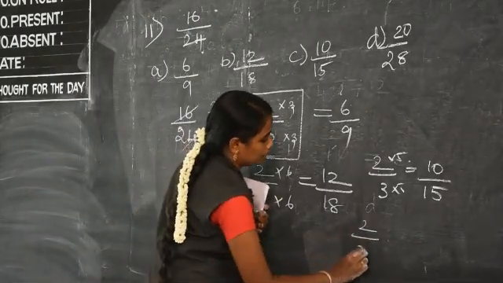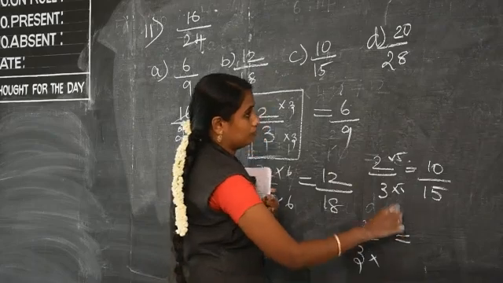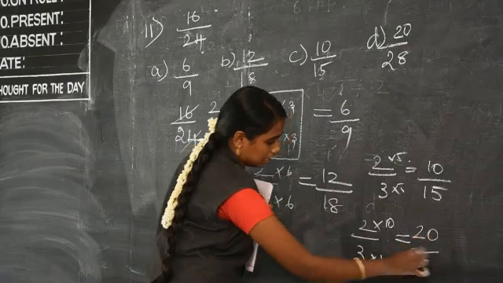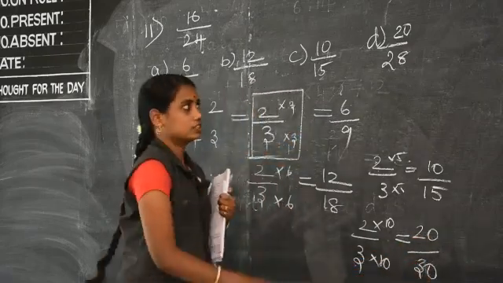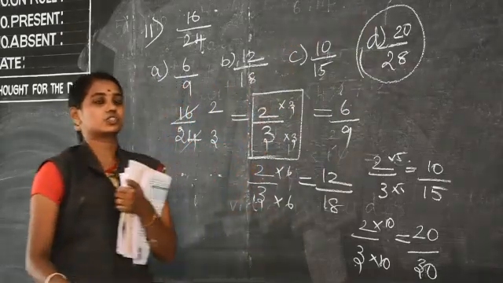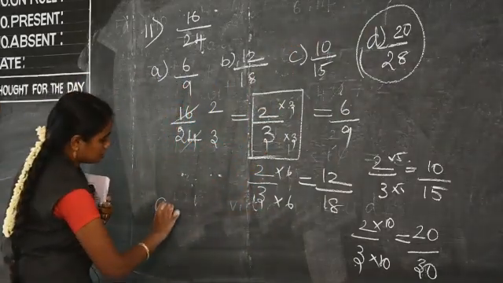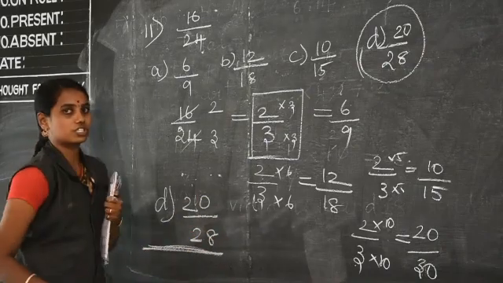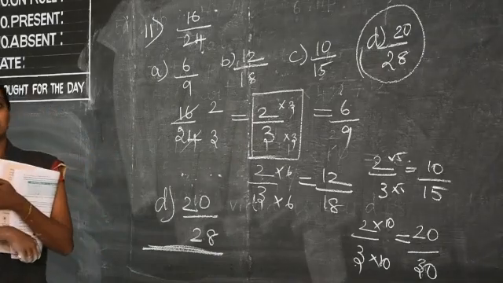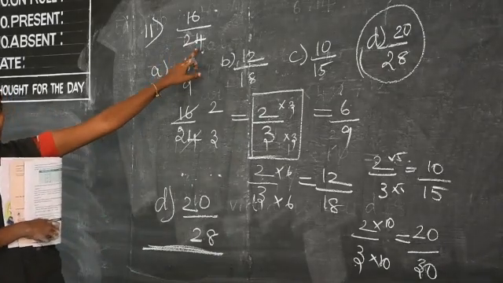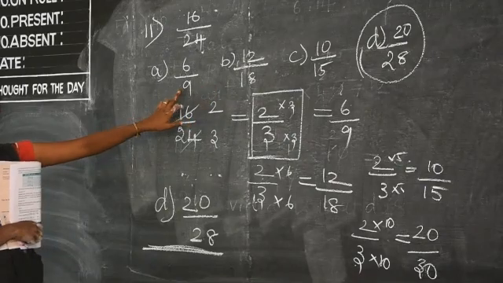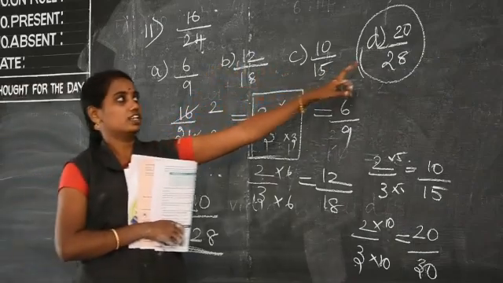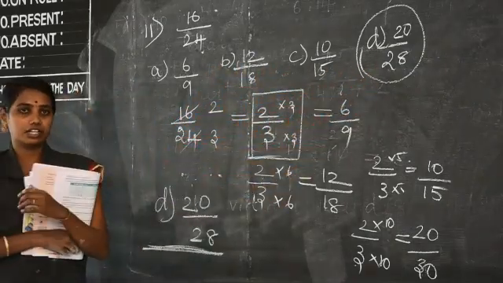2 by 3. Whether this is or is not equivalent, we are going to find out. Multiply by 10. 2 tens are 20, 3 tens are 30. So the answer is different, so it's not an equivalent ratio. So the answer is option D, 20 by 28. The question is to find the non-equivalent ratio of 16 by 24. We checked with the 4 options. These 3 options are equivalent ratios. The 20 by 28 is not an equivalent ratio.